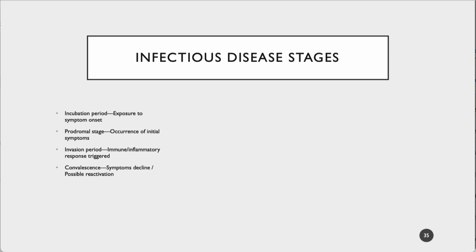Then there's the prodromal stage, which is the initial occurrence of symptoms. The invasion period, which is where the immune and inflammatory responses get fired up. And then the convalescent period, which is where the symptoms decline and hopefully you get better and recover. But sometimes this reactivation can happen, and we know about that with COVID-19, don't we?